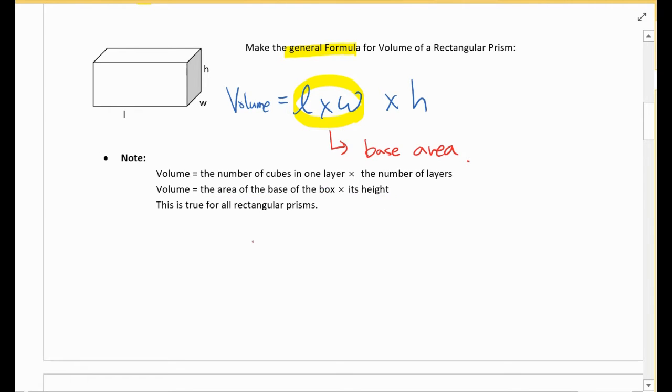So this is the formula for the volume of a prism, okay? This is true for all rectangular prisms. So remember this: volume is base area times the height. L times W is the base area.